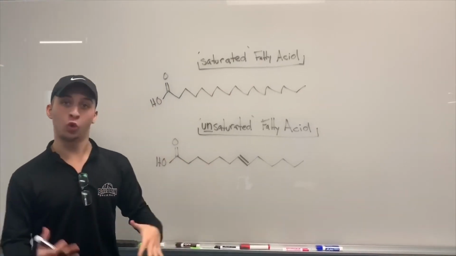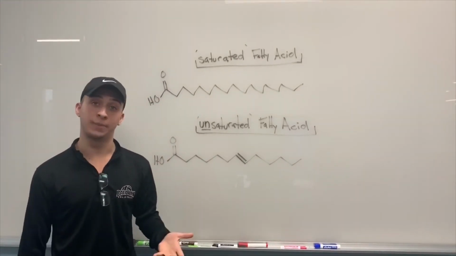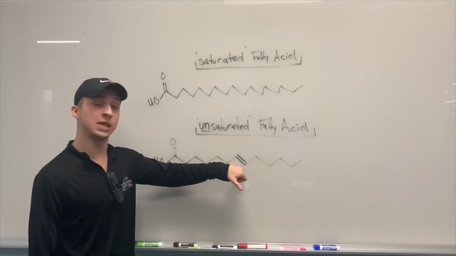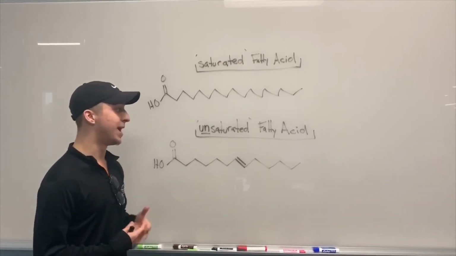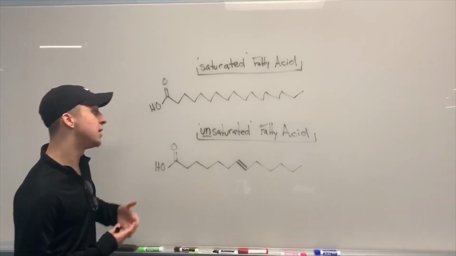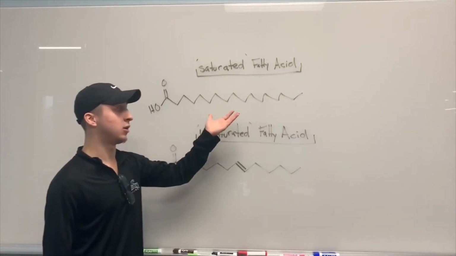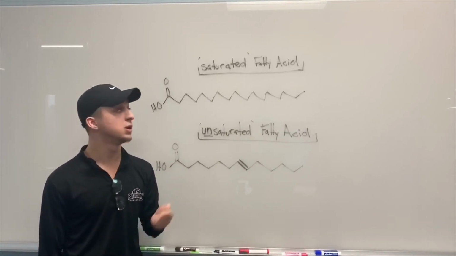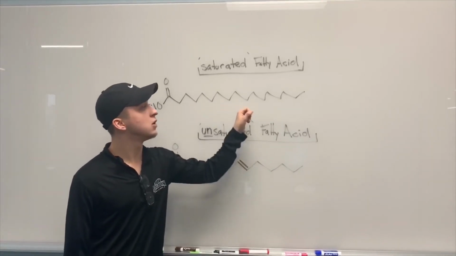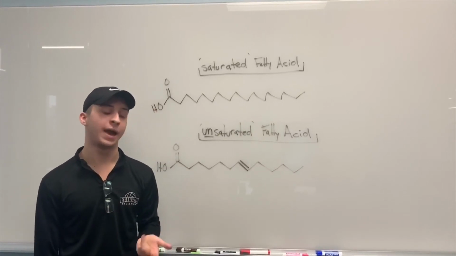Unsaturated fats such as oils are liquid at room temperature due to the presence of this double bond here, which does not really allow for molecular packing, hence the liquid form at room temperature. But on the other hand, saturated fats such as butter are solid at room temperature due to the presence of these single bonds here, which do allow for molecular packing.